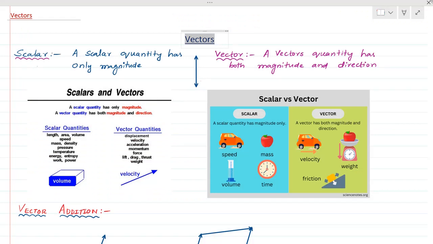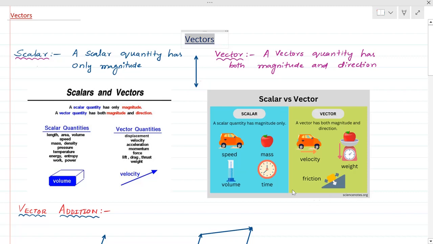In this video, we are going to discuss vectors. So, what is a scalar? A scalar has only magnitude, whereas a vector has a magnitude as well as a direction. Here are examples of scalars and vectors. Length, area, volume, and speed are scalar quantities, whereas displacement, velocity, moment, and force are all vector quantities.